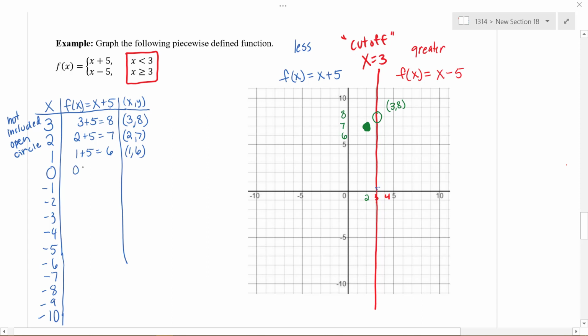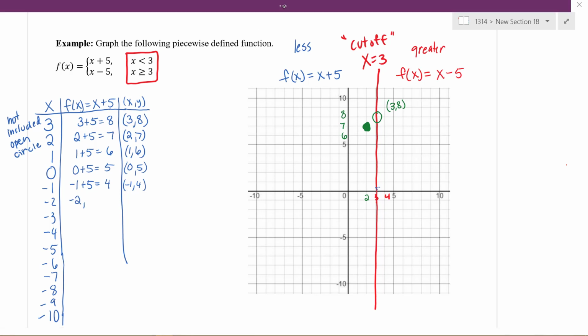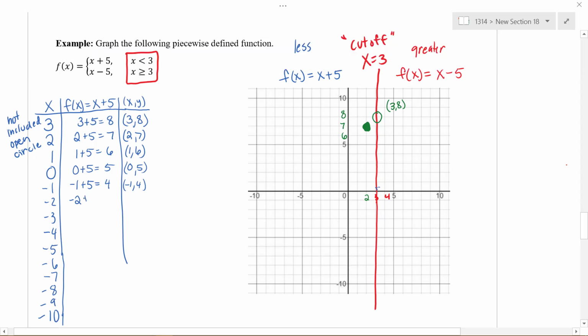Now let's just do a couple of these. We plug in an x value of 0. We get 0 plus 5, which is 5. So 0, 5. Now I'm going to plug in an x value of negative 1. We add 5, so I get a positive 4. So that's negative 1, 4. I plug in an x value of negative 2. That's negative 2 plus 5, which gives me a positive 3. So negative 2 goes in, y value of positive 3 comes out. Plug in an x value of negative 3. Negative 3 plus 5 gives me a positive 2. So I get negative 3, positive 2.